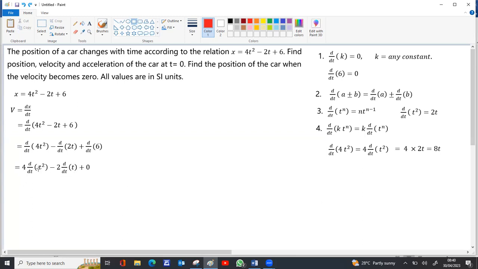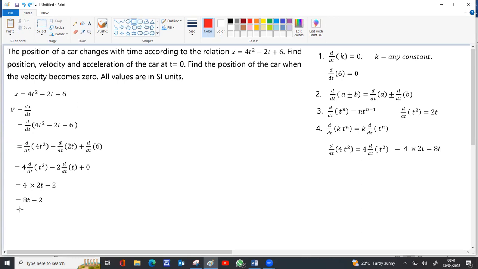It will come as 4 into 2t minus 2. 2t, because d by dt of t square is 2 and d by dt of t is 1. You can just multiply this term. 4 into 2 is 8, so 8t minus 2. So that's the formula for velocity. Velocity is 8 into time minus 2.